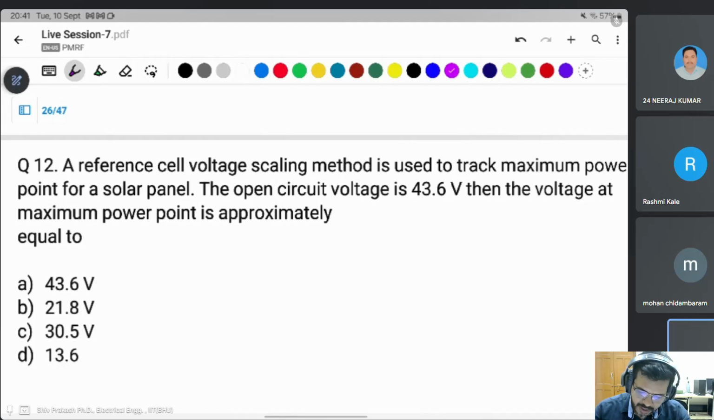A reference cell voltage scaling method is used to track the maximum power point for a solar panel. The open circuit voltage is 43.6 volt. Then the voltage at the maximum power point is approximately? Vm, you know about this one, will be K times VOC. K is not mentioned, but the approximate average default value is 0.7. VOC is 43.6.